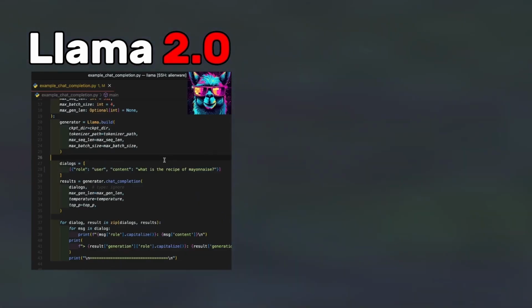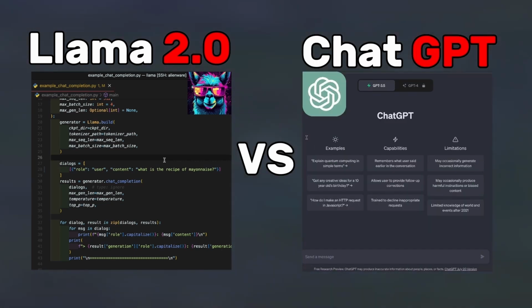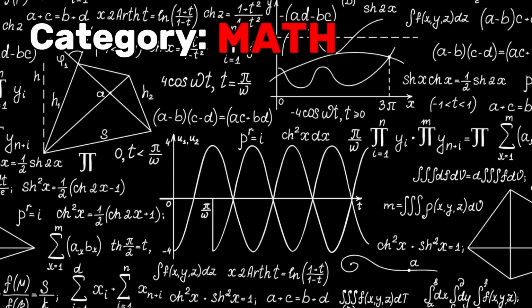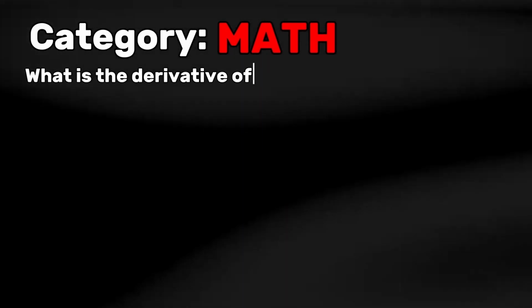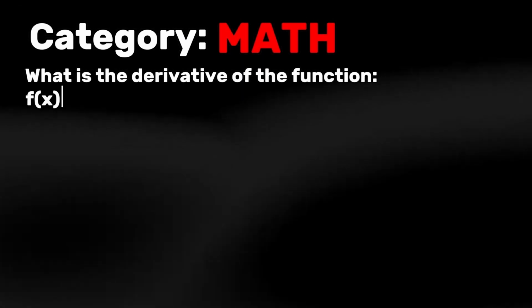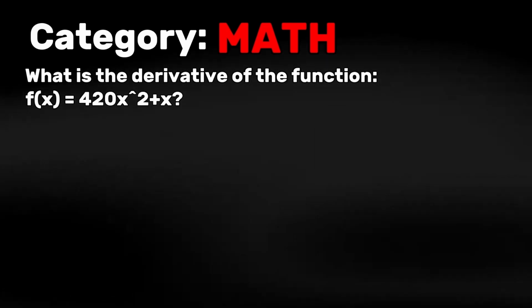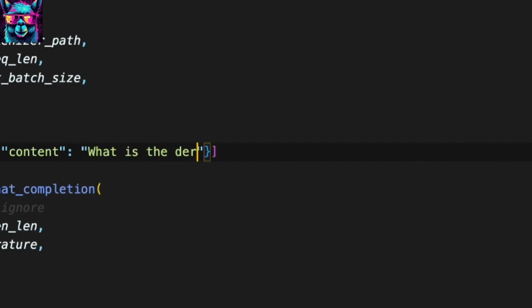For each question I ask the Llama AI, I will also be comparing it with ChatGPT's response. Let's see who wins. So, our first category is math, and our first question is going to be, what is the derivative of the function f of x equals 420x to the second power plus x?